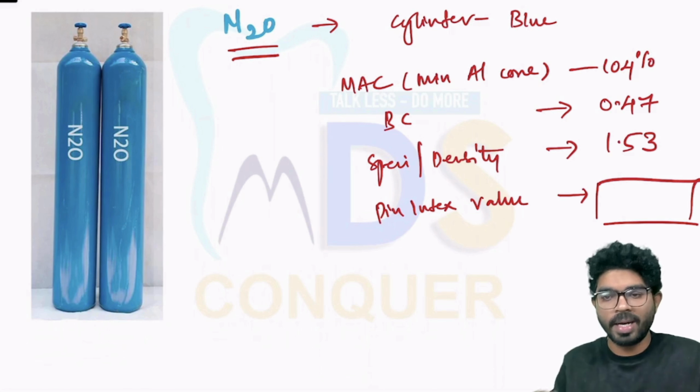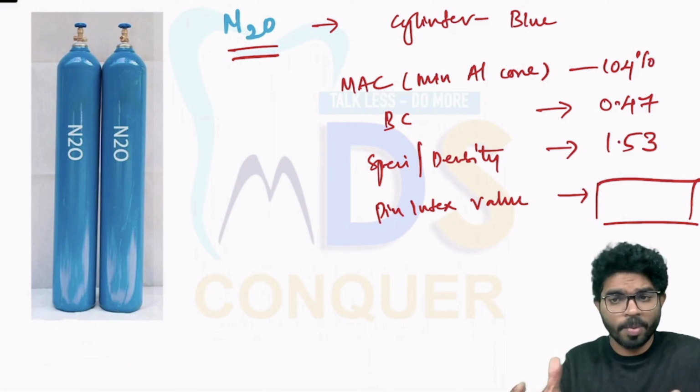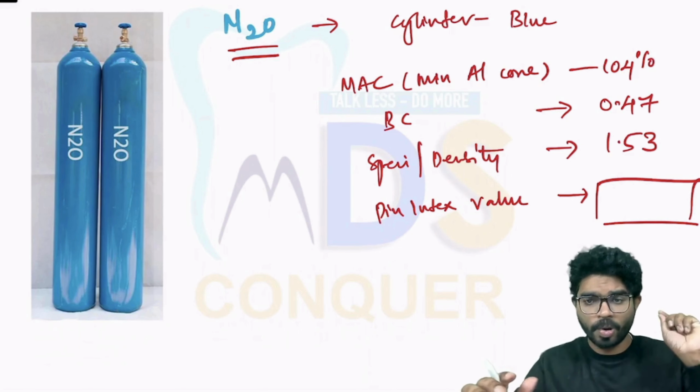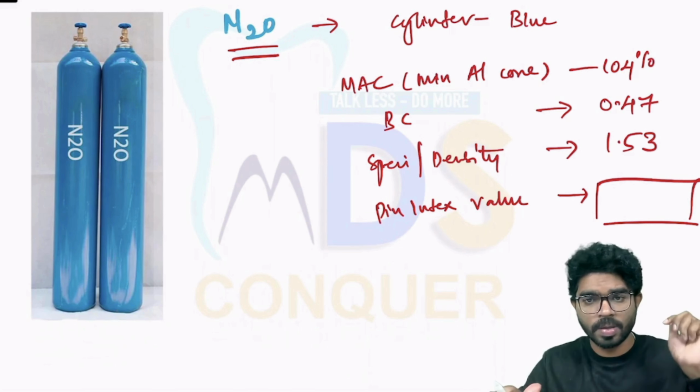Very important. A pin index value table will be there for most of the gases. We have a mnemonic for that also, which has been discussed with you so many times. The pin index values are very, very important. Please do mention the pin index value of nitrous oxide in the comment section.